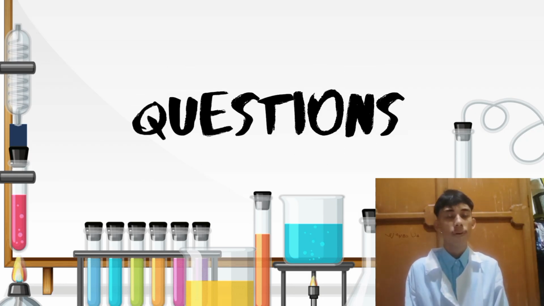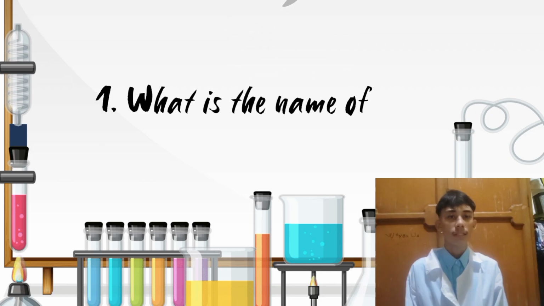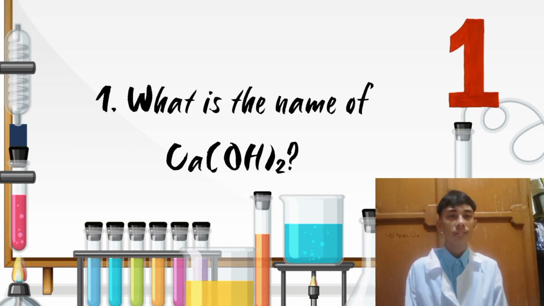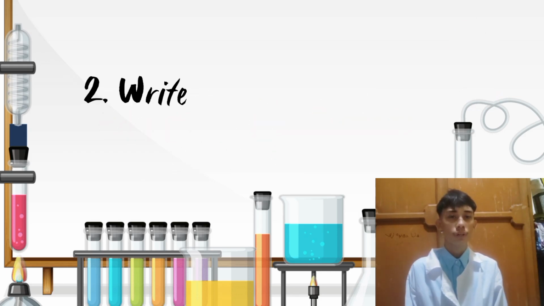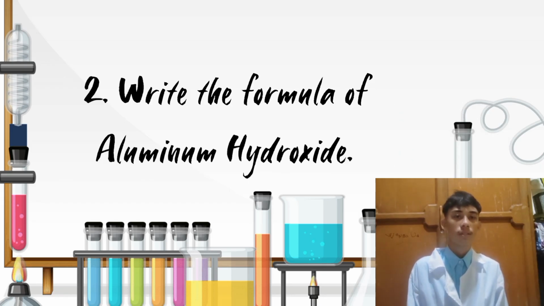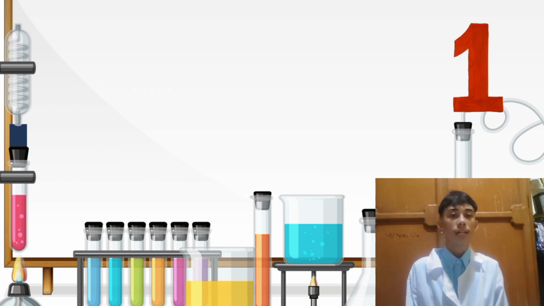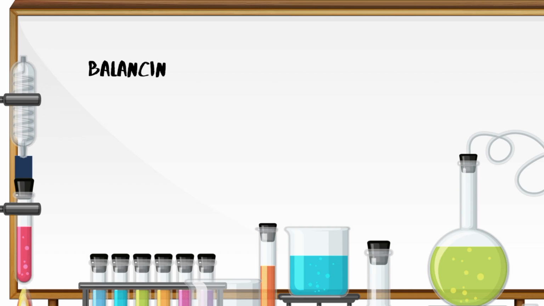For the questions, I only give 5 seconds. First question, what is the name of Ca(OH)2? 5, 4, 3, 2, 1. The answer is calcium hydroxide. For the second question, what is the formula of aluminum hydroxide? 5, 4, 3, 2, 1. The answer is Al(OH)3.